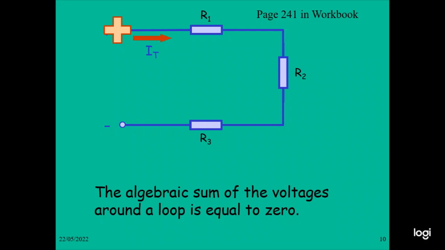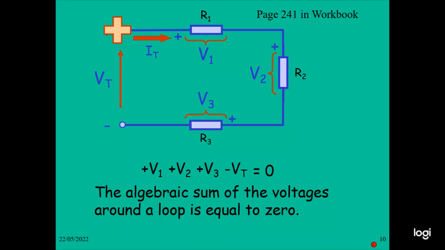The algebraic sum of the voltage around the loop is equal to 0. This means that the voltage across R1 is V1, voltage across R2 is V2, voltage across R3 is V3. So V1 plus V2 plus V3 is equal to VD. So the algebraic sum of voltage around the loop is equal to 0, because V1 plus V2 plus V3 minus VD equal to 0.